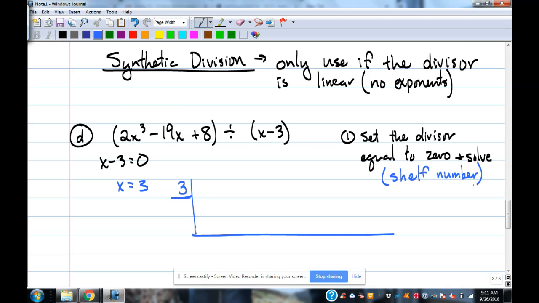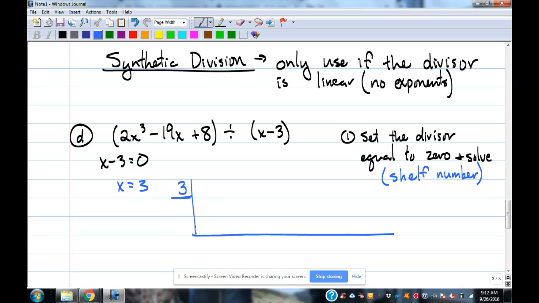When you set that divisor equal to 0, that gets you your shelf number. That's the way I always refer to that. What number goes on the shelf? Okay, so in this case, 3 goes on the shelf. Then you're going to put the coefficients, that means the numbers in front of the variables, from the polynomial we're dividing into, the dividend, on the top line here.